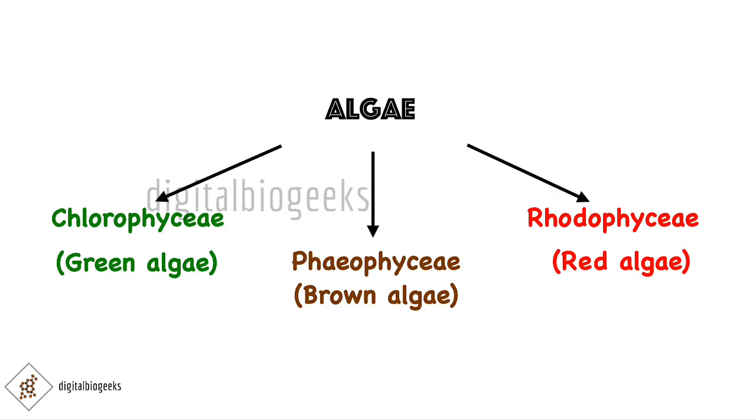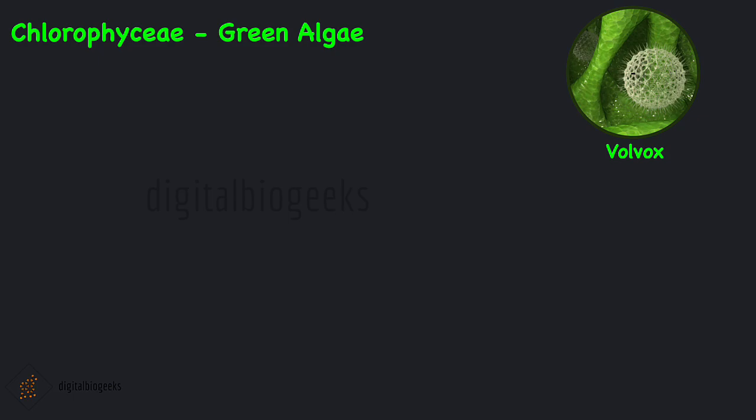Depending upon the presence of pigments, algae is divided into three classes. Chlorophyceae, which is called the green algae, Phaeophyceae, which is called the brown algae, Rhodophyceae, which is called the red algae. Let's learn in detail. An example of Chlorophyceae is volvox. They are called green algae.